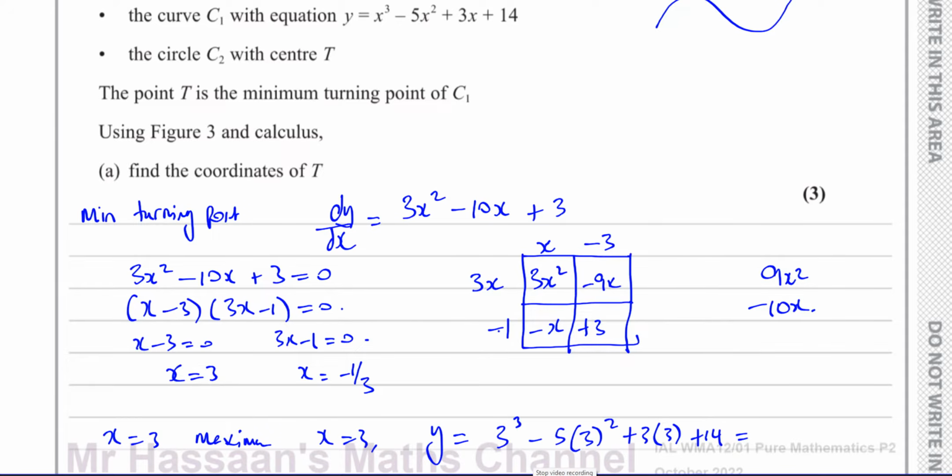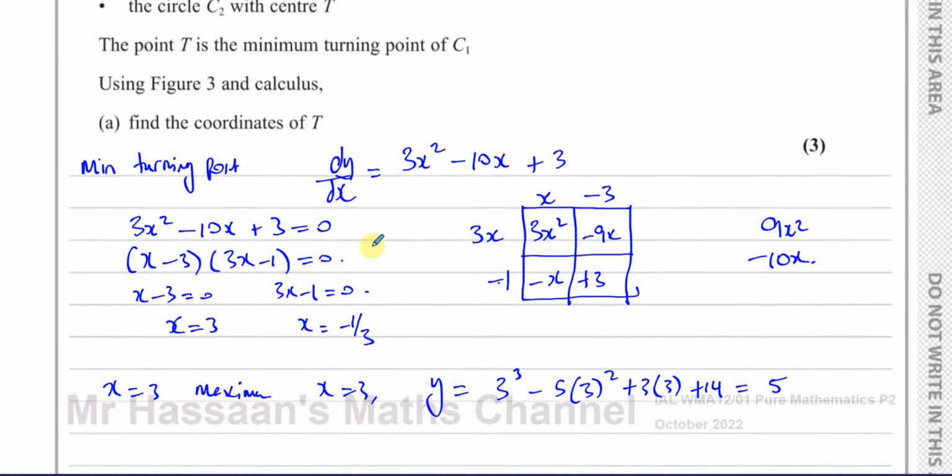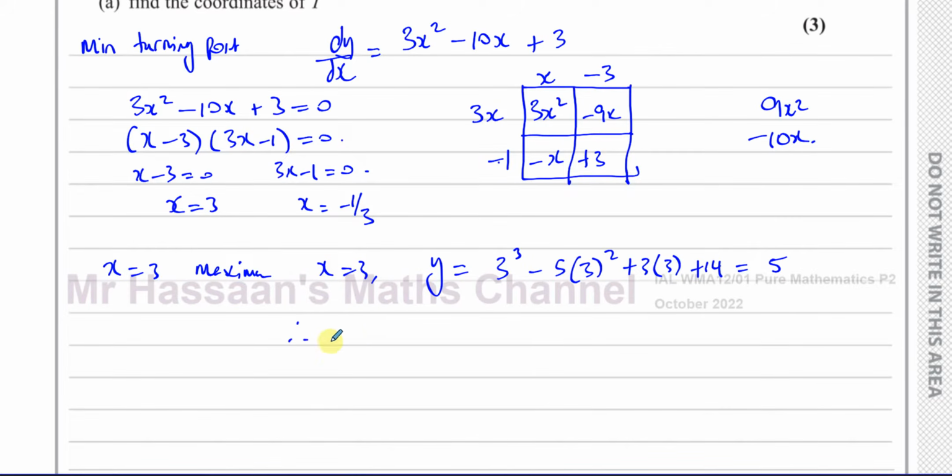So we can just put this into the calculator. We have 3 cubed minus 5 times 3 squared plus 3 times 3 plus 14. That gives us 5. So we can say, therefore, the coordinates of T are 3 and 5.